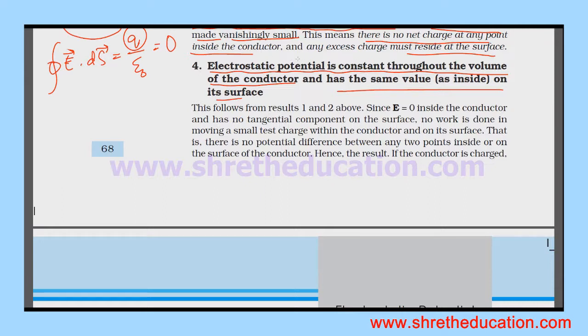Electrostatic potential is constant throughout the volume of the conductor and on its surface. This follows from results 1 and 2 above. Since the electric field is 0 inside the conductor, the electrostatic field has no tangential component on the surface.